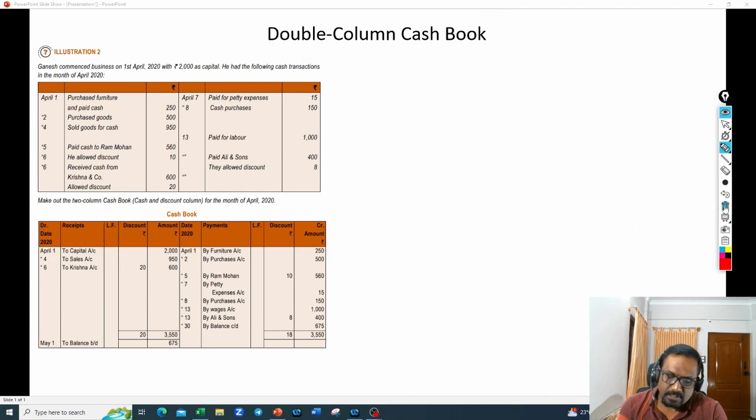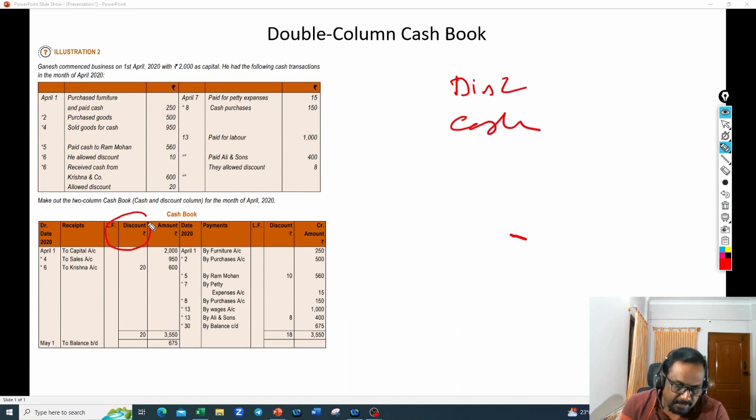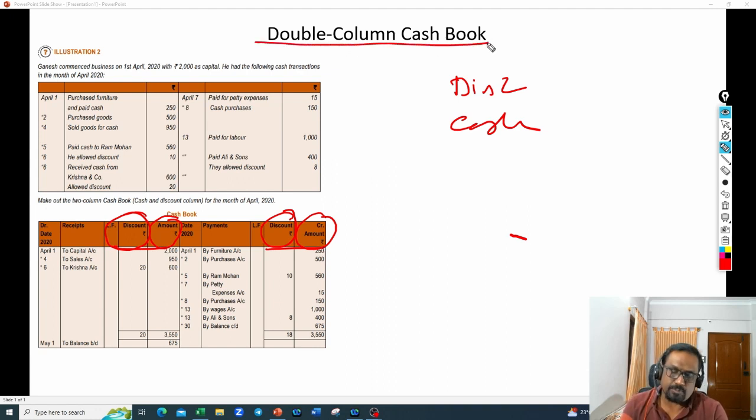Let me explain what this discount and cash column is. As I said, if you see here, we have a discount column on the debit side, and we have a cash column. The amount column is nothing but the cash column here. Here we have a discount column and also one amount column. So in the cash book we have two columns on the debit side and two columns on the credit side. That is the reason we call this a double column cash book.